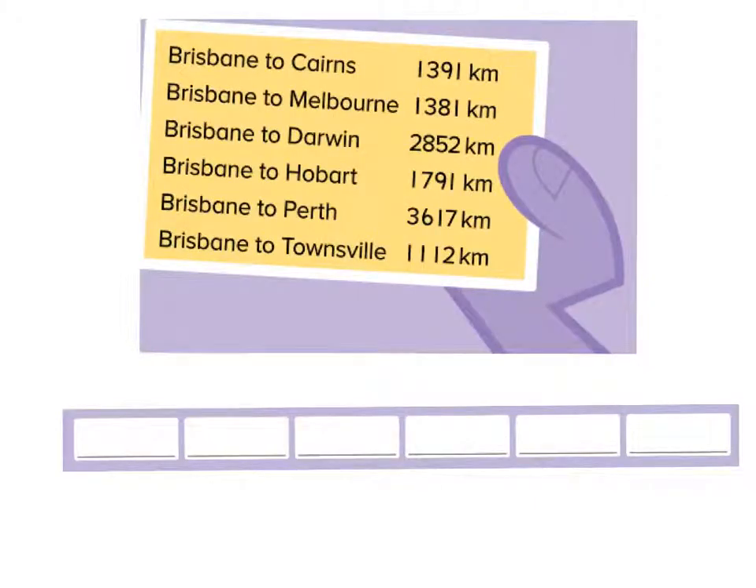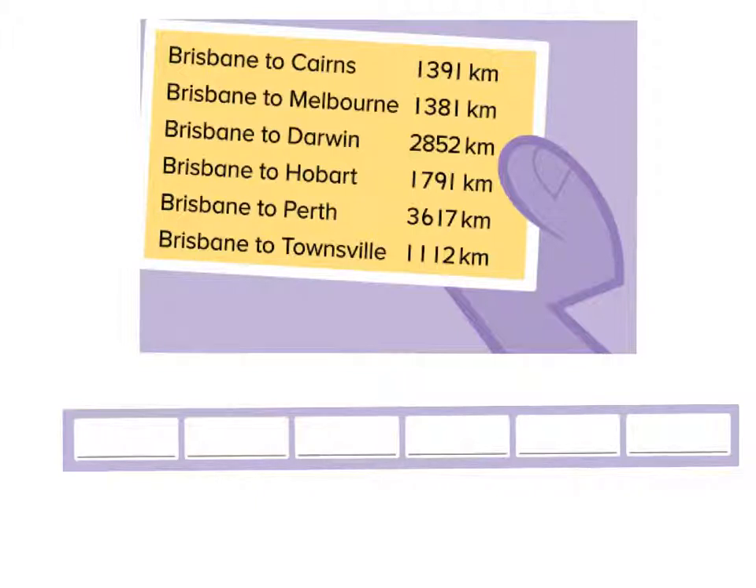Let's have a look at this table here of distances from Brisbane to different cities around Australia. So we've got Brisbane to Cairns, Brisbane to Melbourne, Brisbane to Darwin, Brisbane to Hobart, Brisbane to Perth and Brisbane to Townsville, with how many kilometres they are written on the side. So what I'm going to do in this table down below is put these 4-digit numbers, these distances, in order from greatest to least. So let's start with the first one.